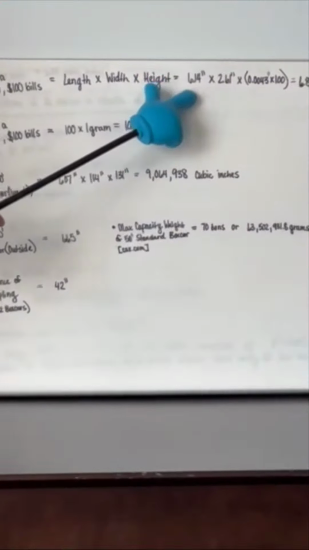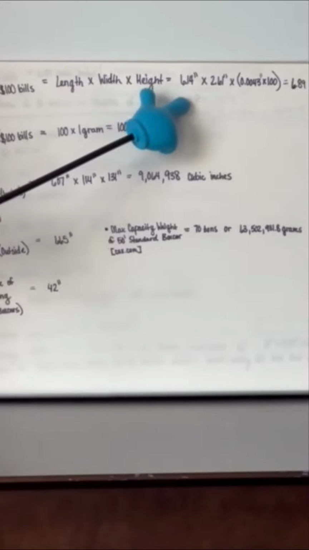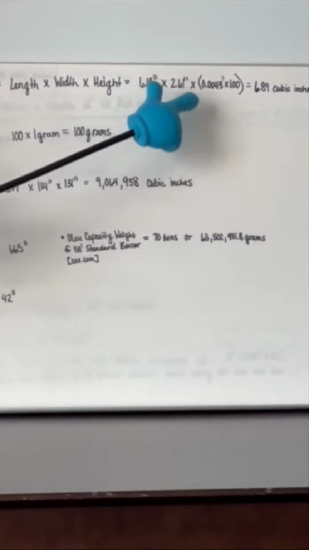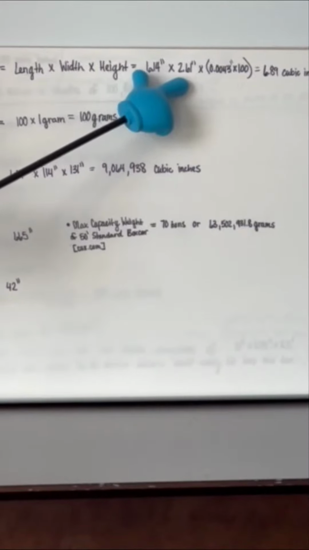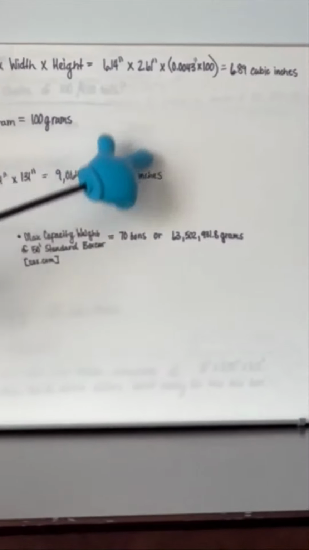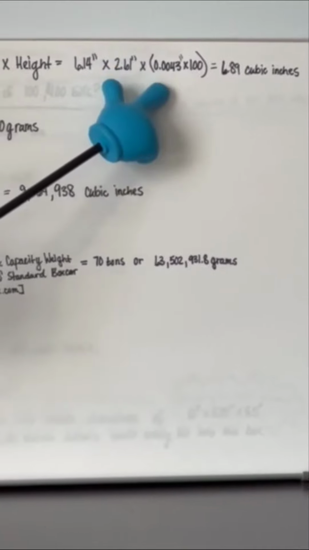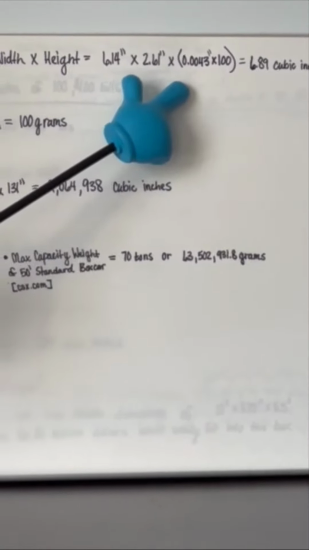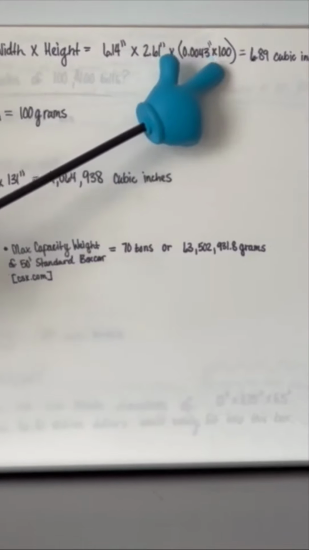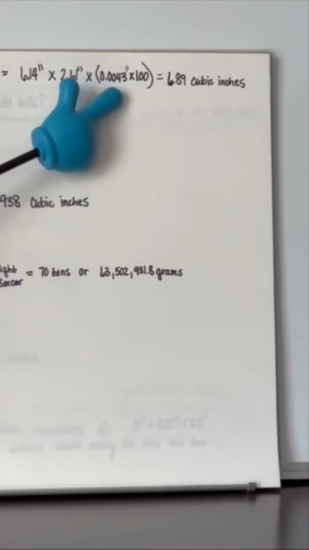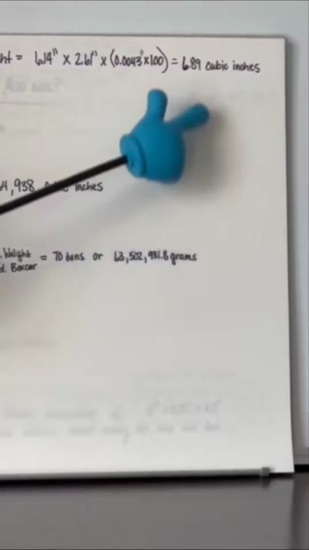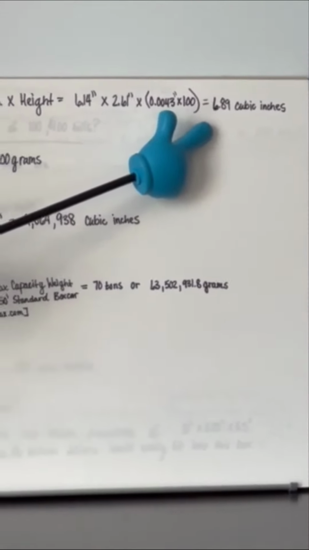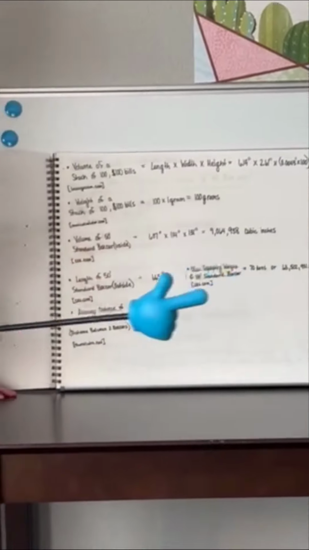The length of a stack of $100 bills is 6.14 inches. Its width is 2.61 inches. And its height, the height of a single $100 bill, is 0.0043 inches. And since we have 100 of those, we're going to multiply that number by 100, giving us a total of 6.89 cubic inches of volume per stack.